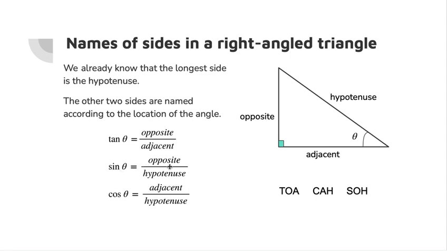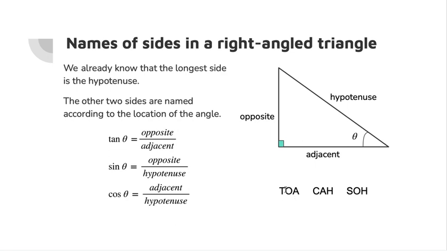And the other two ratios are formed from the hypotenuse. Sine is the opposite over hypotenuse, and cosine is adjacent over hypotenuse. Now we can remember these ratios by taking the first letter of each part, that is, tangent T, then O is opposite, and then A is adjacent.